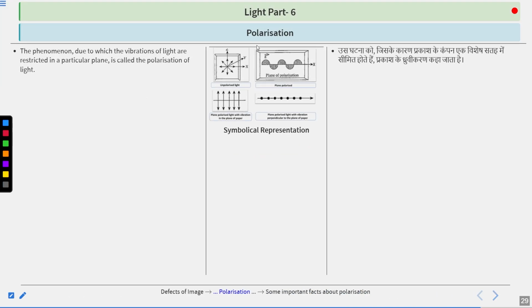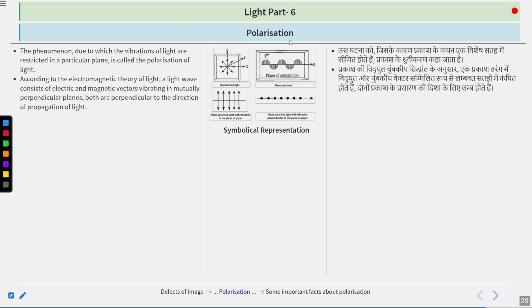Now, let's have a discussion over polarization. The phenomenon due to which the vibrations of light are restricted in a particular plane is what we call polarization of light. According to the electromagnetic theory of light, a light wave consists of electric and magnetic vectors vibrating in mutually perpendicular planes. Both are perpendicular to the direction of propagation of light.